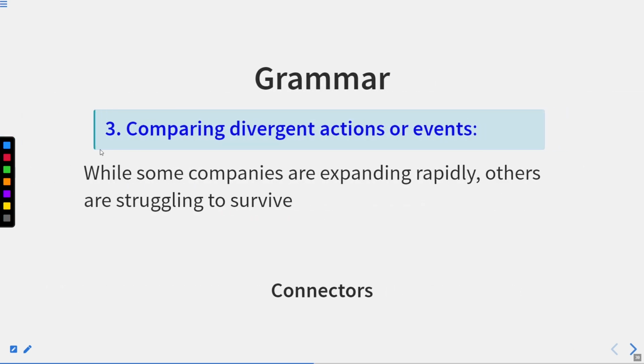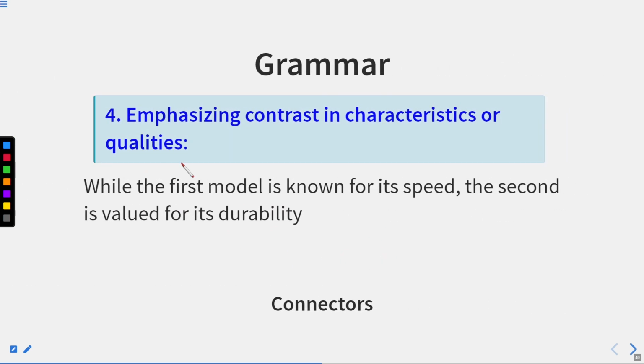Using the same structure. Comparing divergent actions or events. While some companies are expanding rapidly, others are struggling to survive. So there are two things. Some companies are expanding and some companies are going down. So these are two opposite situations. So we are using while to just join these two situations together. Emphasizing contrast in characteristics or qualities. While the first model is known for its speed, the second is valued for its durability.